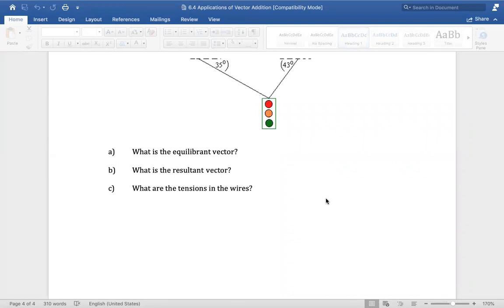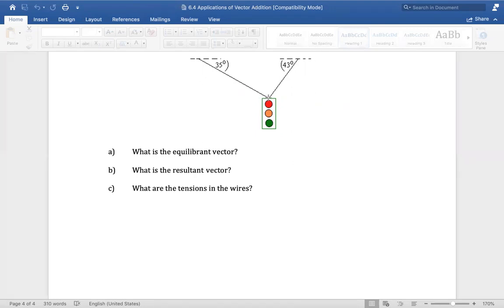So the equilibriant vector is the force that keeps the wires from moving. What is keeping the traffic light still? That is 2,500 newtons downwards. That is making the whole situation, or in this case, the traffic light, not move. So if I draw in that vector, let's use light. Hopefully you guys can see that color.